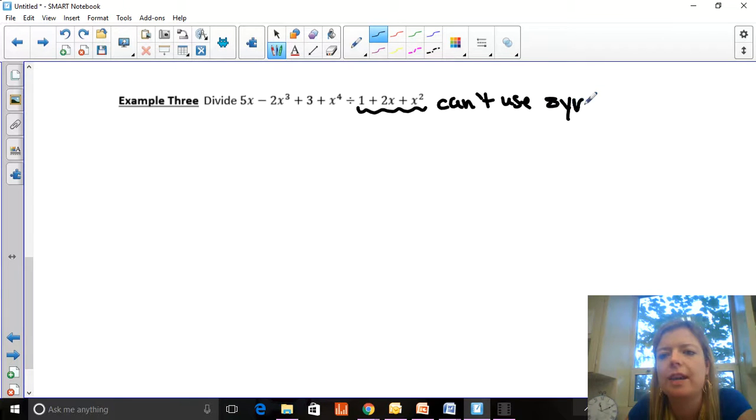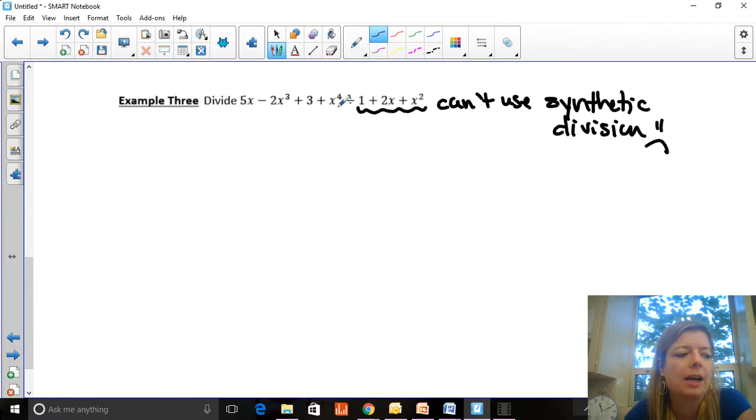Synthetic division. You can't use synthetic division, which sucks because synthetic division is way easier. But that's why we have to learn polynomial division. And then example 4, you'll see the divisor just has a coefficient on the x term, so that's why I did that one. You'll see something kind of tricky happens.